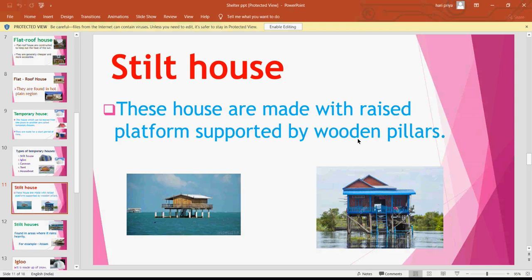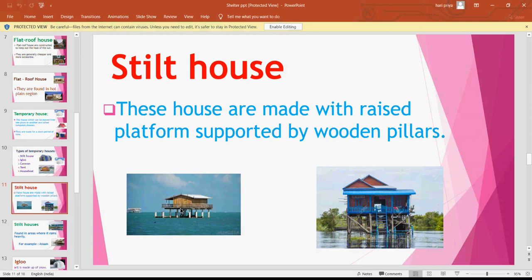Okay, so are you able to see the split house here? It's constructed somewhere in between the river or ocean. And can you see the split house is something up, right? So they are telling that these split houses are made with a raised platform. Okay, suppose imagine your house, your house is on the floor, right?